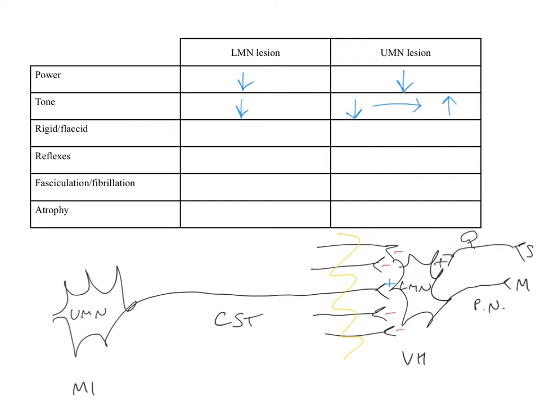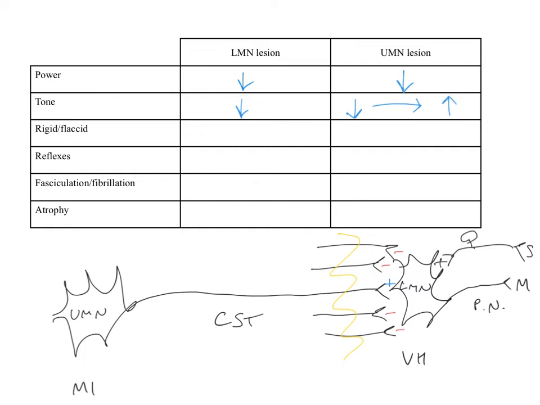So the monosynaptic reflex arc is still active. There is still excitation coming from the muscle spindles, but we've lost this element of inhibition. And so what we see is that the activity of the lower motor neuron increases. It increases, and this is what leads to our increased muscle tone.